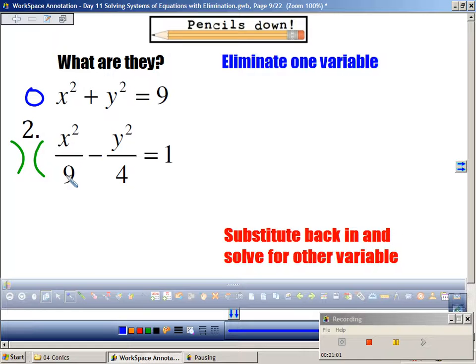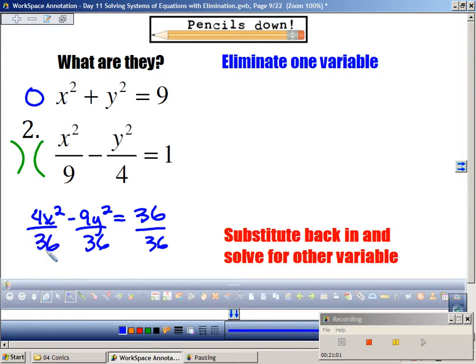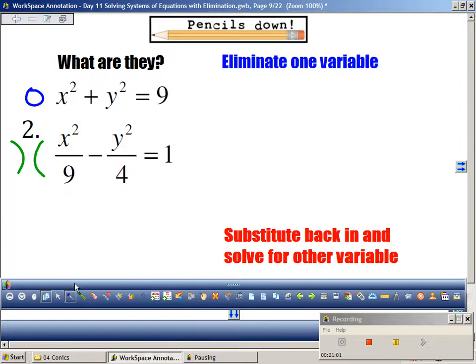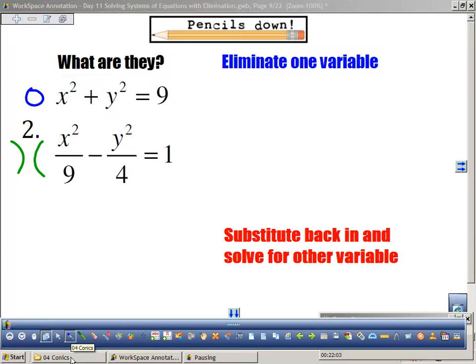This is actually working backwards from what we had before. If I were to find this, it could originally have been this: 4x squared minus 9y squared equals 36. And what do you do? You divide everybody by 36, right? And I would get this, because these would cancel and it would be a 9. These would cancel and it would be a 4. So I'm going to work backwards. I'm going to put it back to where it was before. I'm going to multiply the whole thing by 36.